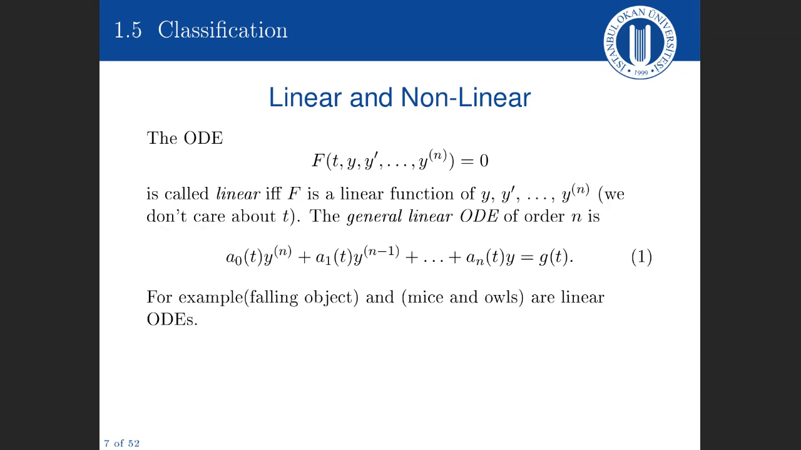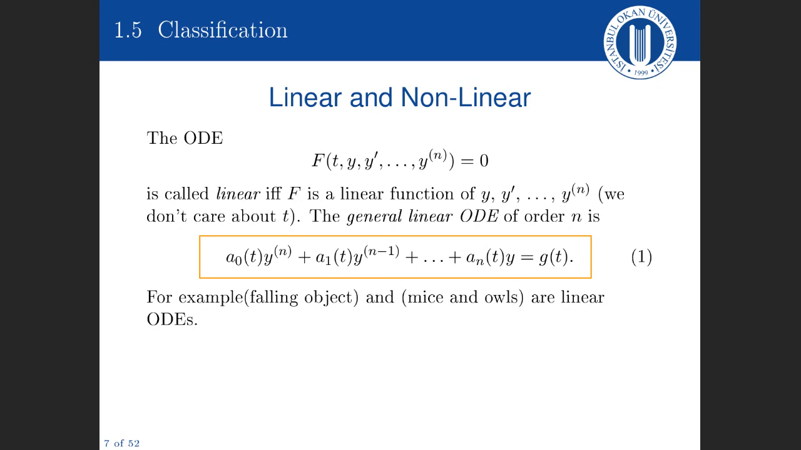We only care about y and the derivatives of y. This means that a linear equation looks like equation 1, or could be rearranged to look like equation 1. We can have any function of t, doesn't matter, and then one y term, plus any function of t plus one y term, plus dot dot dot, plus any function of t, and then just one y on its own is equal to any function of t.